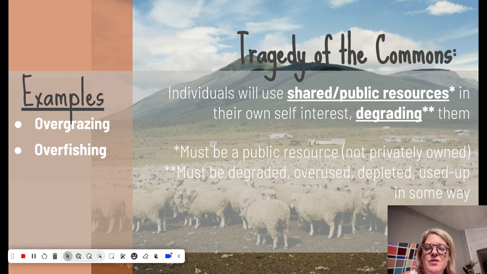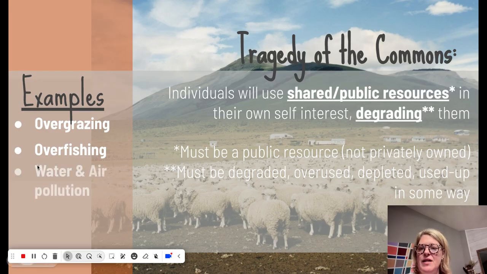Another example is overfishing. Again, our oceans are a prime example of this, where companies will go and fish because they're going to collect the fish and then sell it as food and make a profit. But there's so much competition that there tends to be overfishing. And so then we end up wiping out populations of organisms. And there are some classic examples of that.